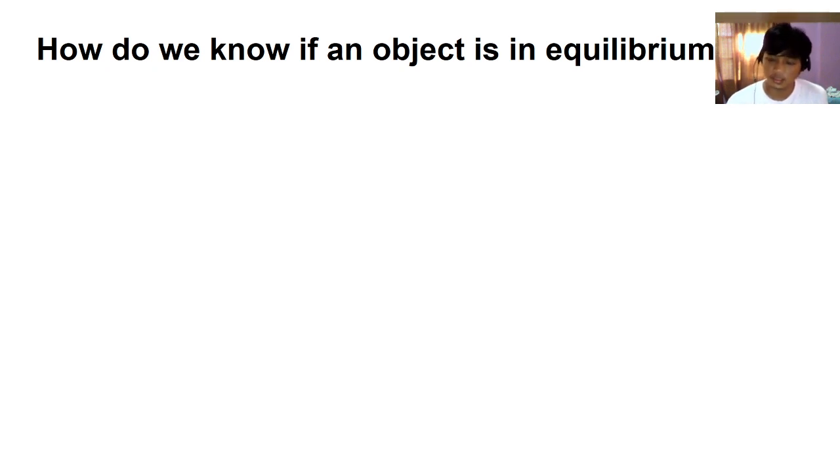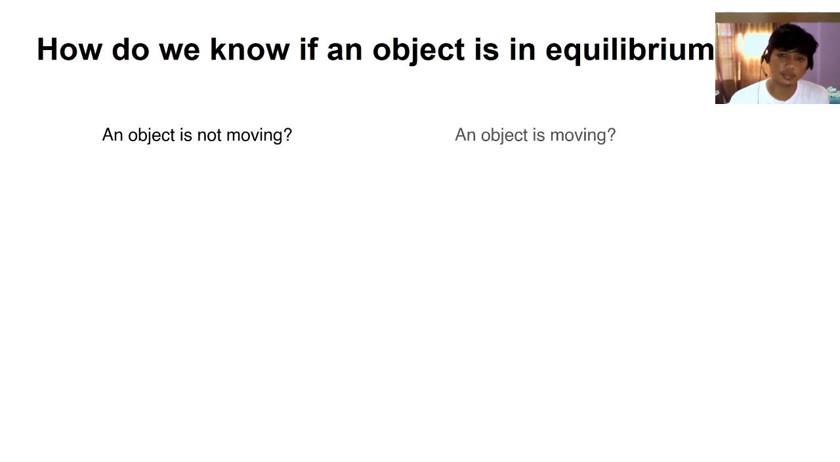So, an object is not moving. Is that the only instance of equilibrium for an object? Is it possible for an object to be moving but also in equilibrium? Well, the correct answer is yes, it is possible for an object to be in equilibrium even if it is moving. There will be some state of balance even if the object is moving.